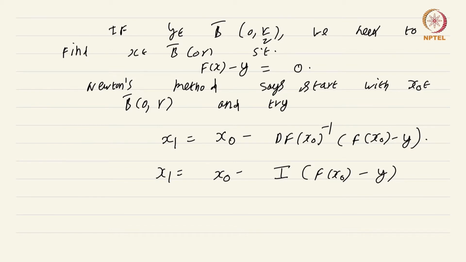So once you substitute identity, you get the simplification that x1 is x naught minus f of x naught plus y. Again, I remind you that y was fixed. We are trying to find a point x in B0R closure such that f of x is equal to y, and this is our better guess of the solution. We start with an initial guess x naught, and we say the better guess is x naught minus f of x naught plus y. So this is just our intuition that comes from Newton's method.